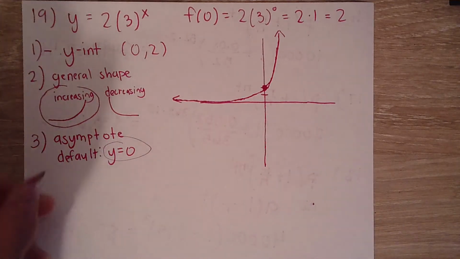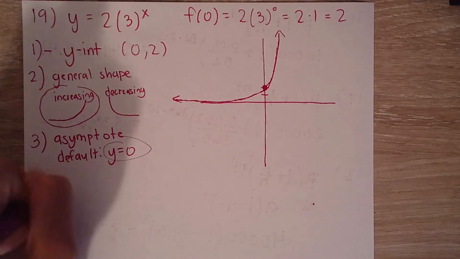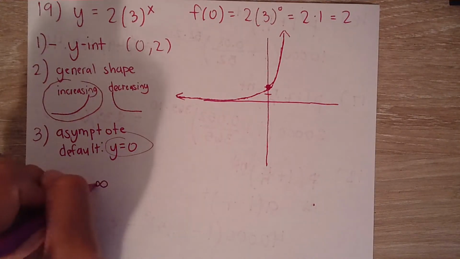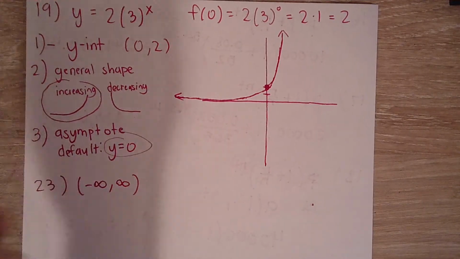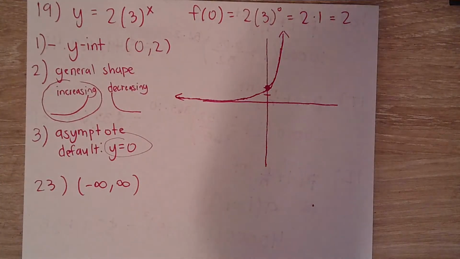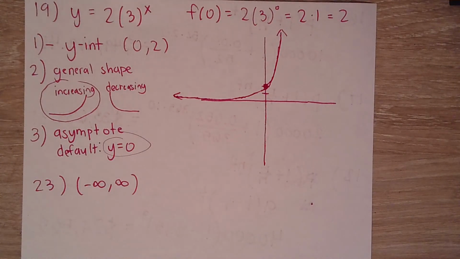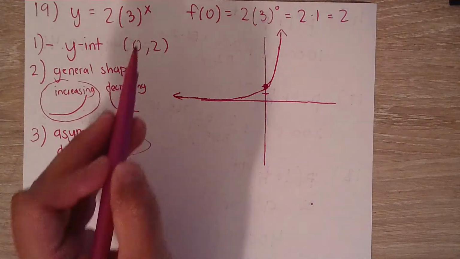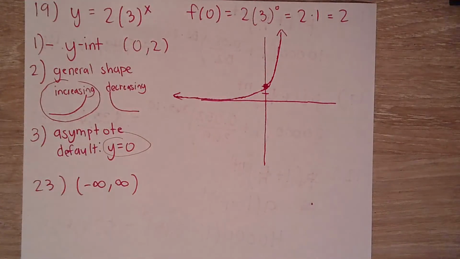Question number 23, our domain. Let me go ahead and write this down. Remember, our domain is always going to be negative infinity to infinity. It doesn't matter what exponential function they give us. If you see an exponential function, it's always going to be negative infinity to infinity. Once again, if you want to know the reason why, a domain just means all the possible numbers you can input into your function. So there's no math law stopping us from replacing x with any number we want.